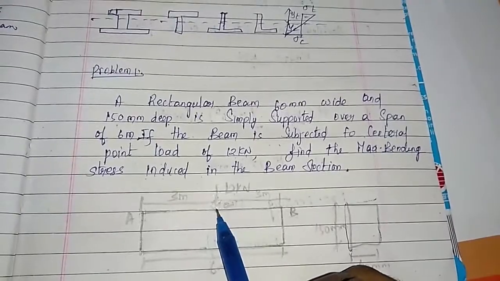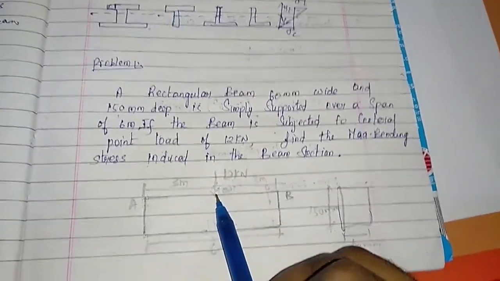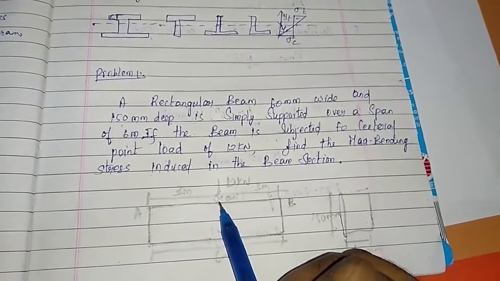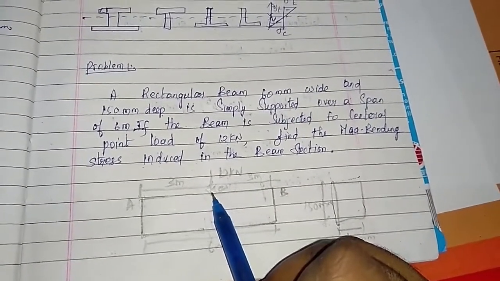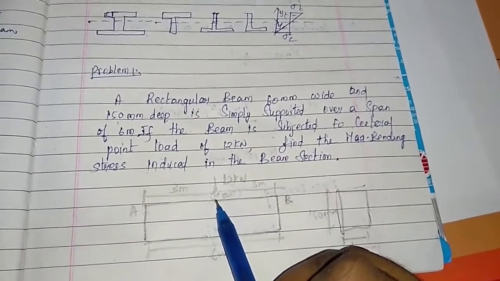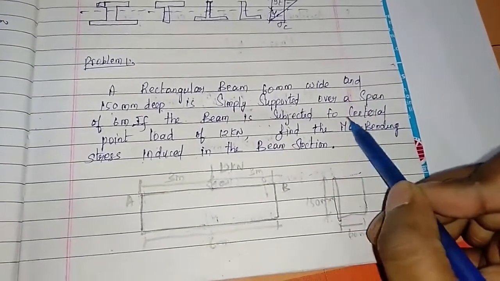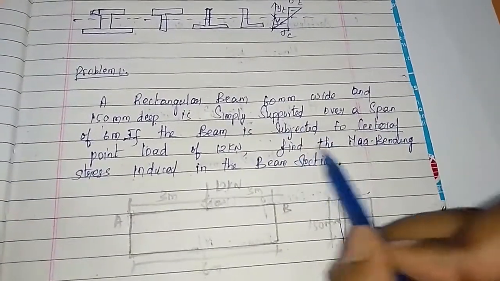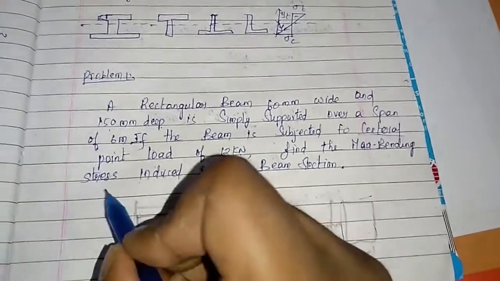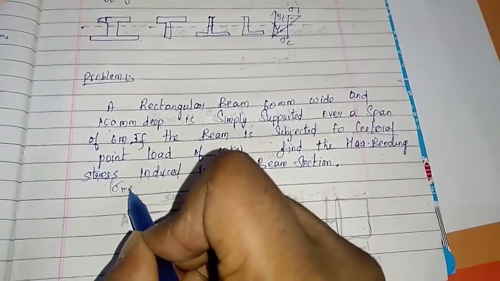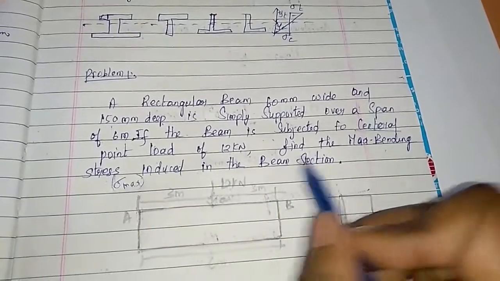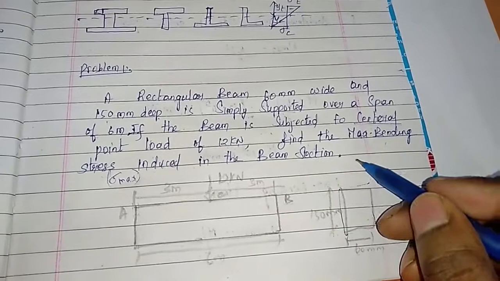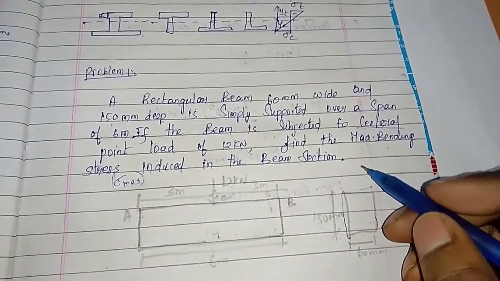Center of the simply supported beam means what is your formula for calculating maximum bending moment? Maximum bending moment for simply supported beam with point load at center is equal to WL by 4. Note the central point load of 12 kilonewton. What are they asking? Find the maximum bending stress, sigma maximum, induced in the beam section. How will you find sigma maximum? Using theory of simple bending.